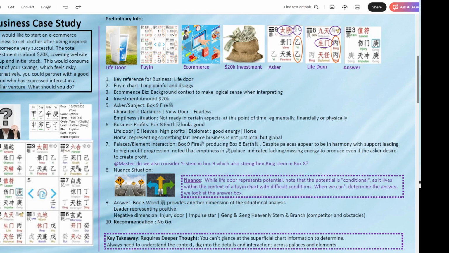So this case study actually helps me to understand that we do not just look at one glance at the Live Box, Live Door, even if it really looks good. We still have to analyze further, requiring deeper thought, digging deeper to understand the interaction between the palaces and elements. So that's all for lesson 9. Thank you.